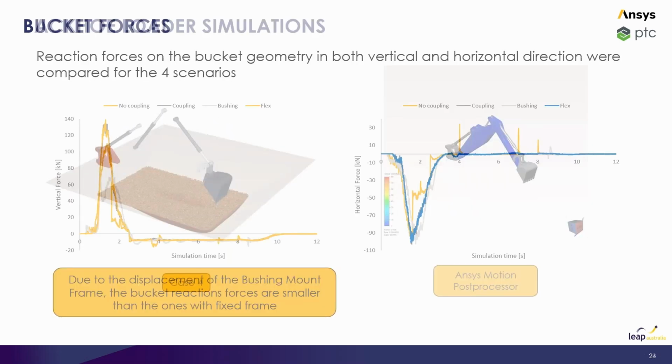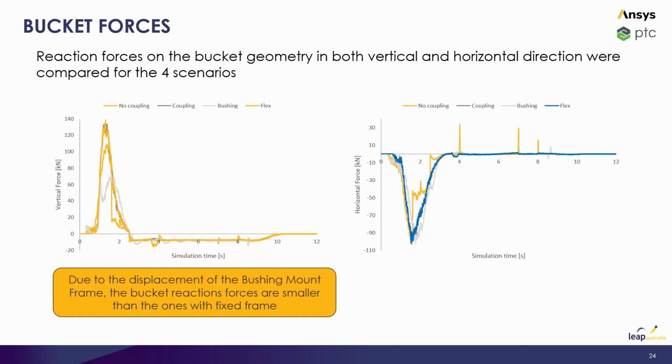Now, of course, the reaction loads on the structure will be different between these cases, and we can see the reactions, for example, with the bushing joint model are smaller than those with fully fixed bases.